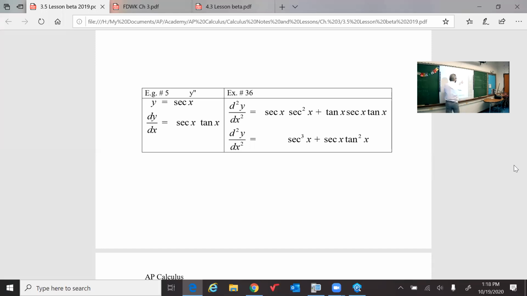Combine your like terms. On this side of the addition sign, secant times secant squared is secant cubed. On this side, you have tan squared times secant. That would be the second derivative.